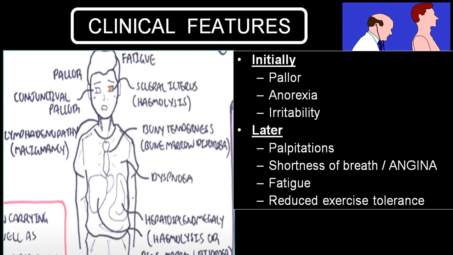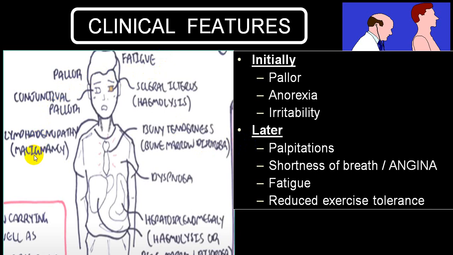In general, any person who comes to you with low hemoglobin will have pallor, anorexia, irritability in an early stage, and in a late stage, as the person develops further decrease in hemoglobin, they will develop palpitation, shortness of breath, even anginal episodes, easy fatigability, and reduced exercise tolerance. This group of people can have pallor, and the conjunctiva will be pale.